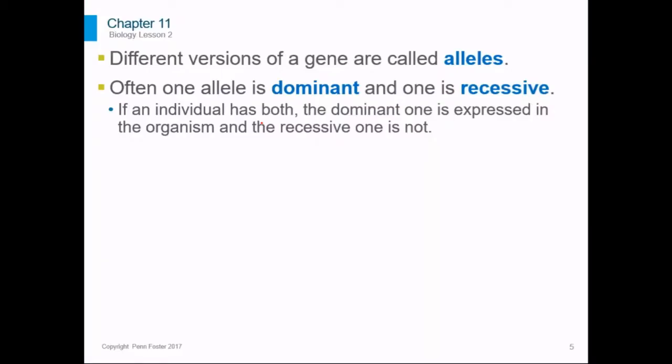So in the first two sections of this chapter, we learned that there are different versions of a gene, such as a color gene that could code for yellow and a color gene that can code for green. These are called alleles. Alleles are different versions of a gene. Often one allele is dominant and one is recessive. That means that if an organism has a copy of the dominant gene and a copy of the recessive gene, the dominant one is expressed in the organism and the recessive is not.